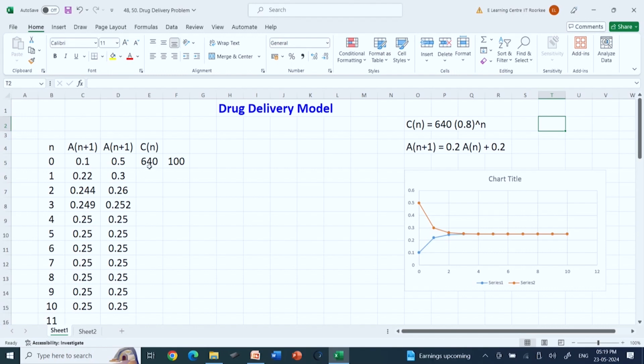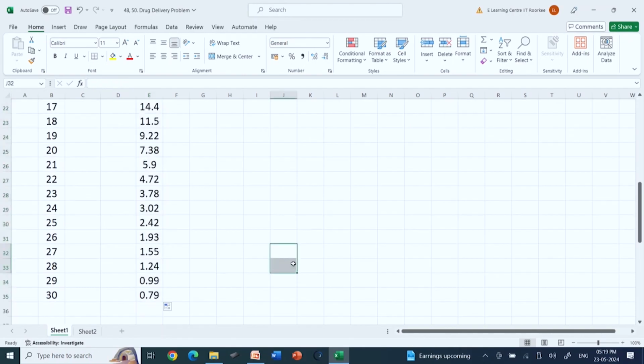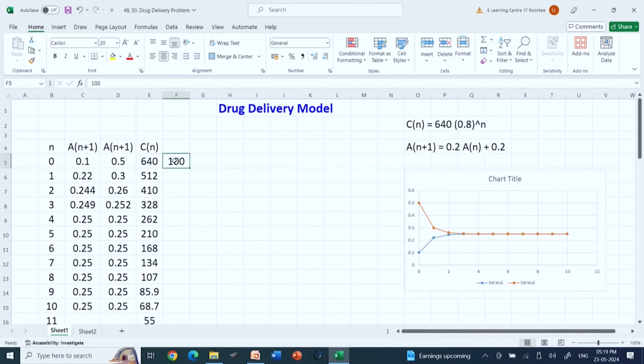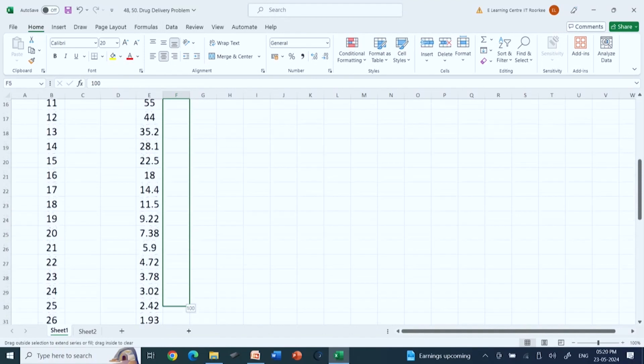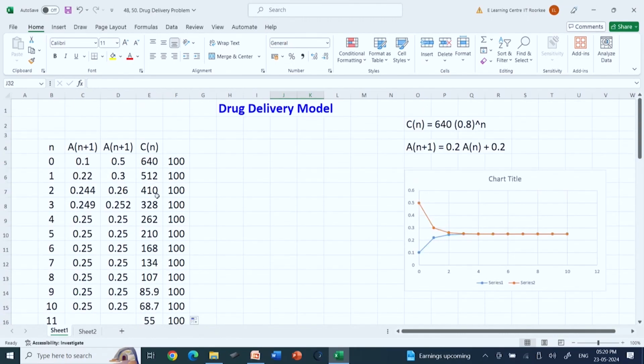So, what you do here is, this is the initial concentration, this is equal to 640 multiplied by 0.8 to the power n, which is 0 here, enter. So, you get 640 and I drag it, say up to 30 values. Now, this is 100. I keep it the constant value 100 because I need a straight line. So, all of them are 100.